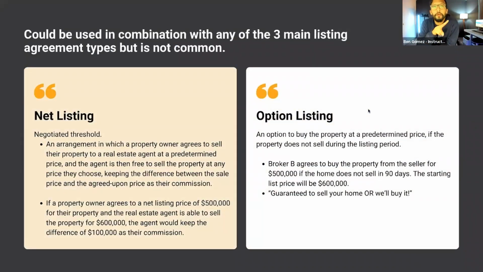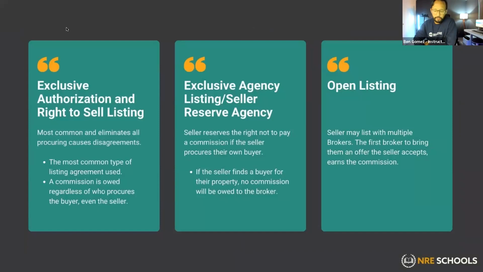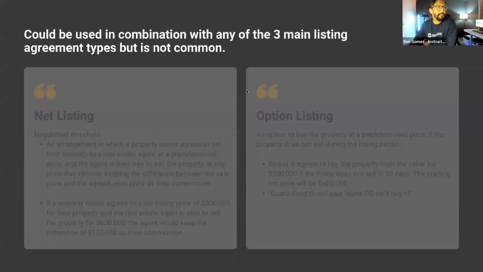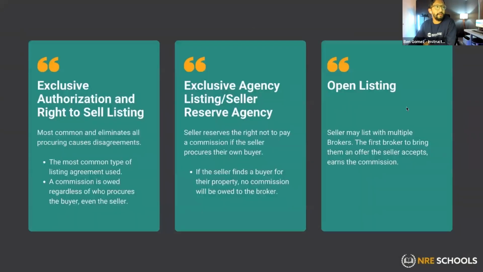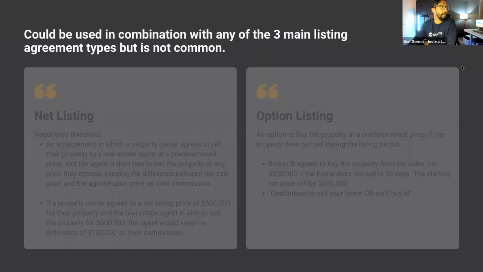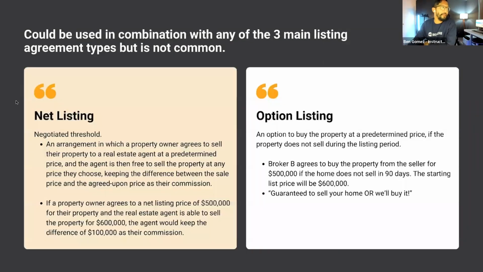Two more listing agreements. These can be added to any of these three. So these two options, net listing and option listing, can be added to any of these three listings. So let me show you what I mean. A net listing is a negotiation threshold.